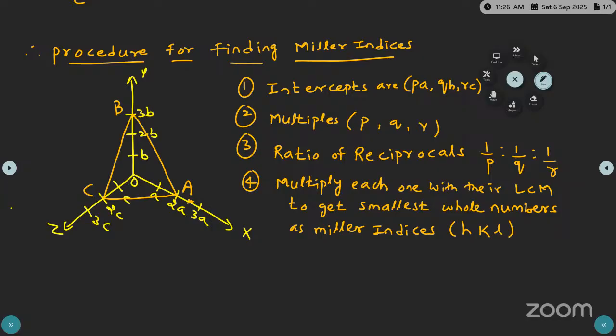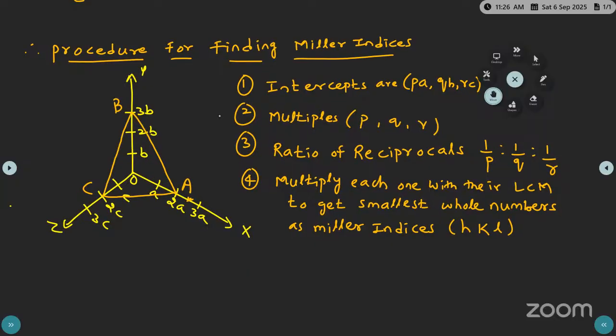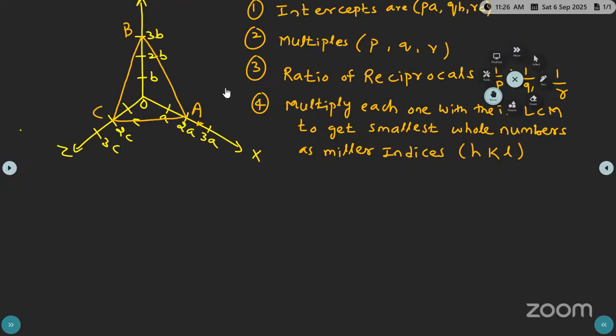Now, we have written the procedure for finding the Miller indices if the intercepts are known. Now, see here. Let's find out the Miller indices with the help of intercepts.